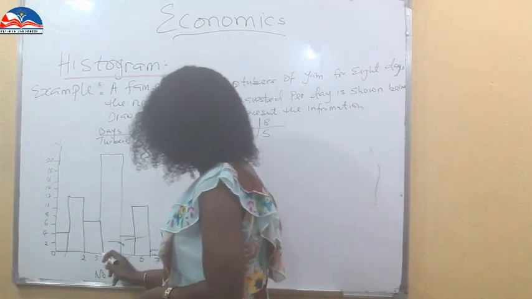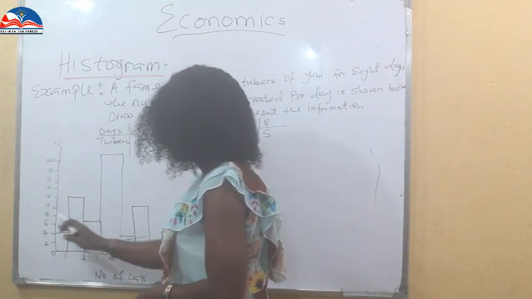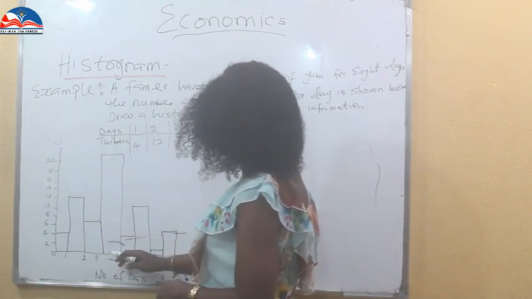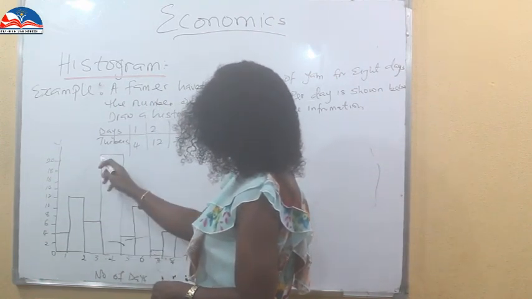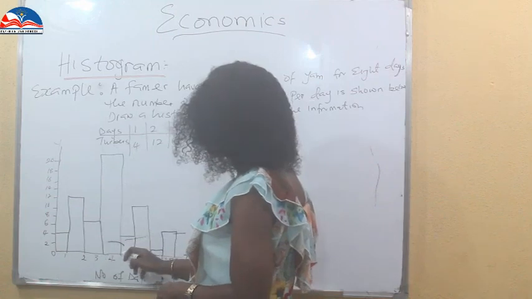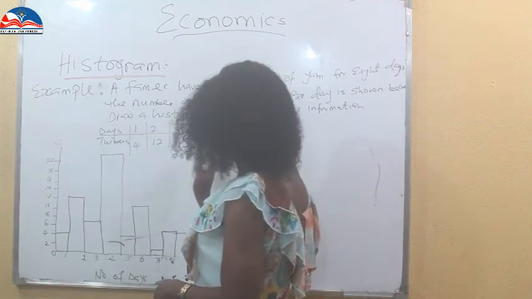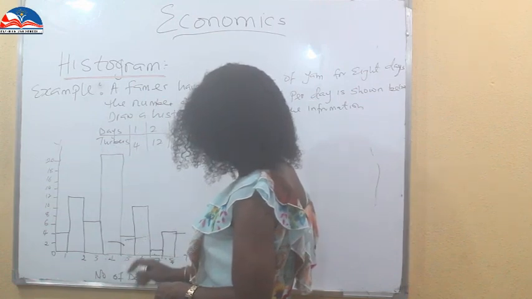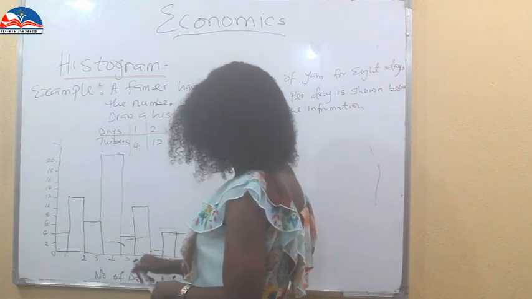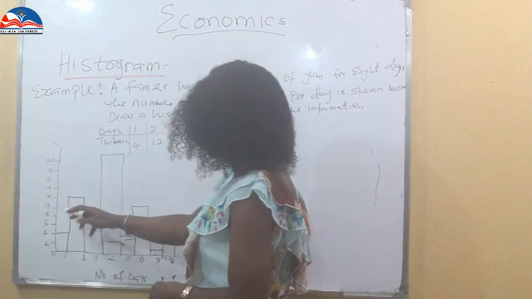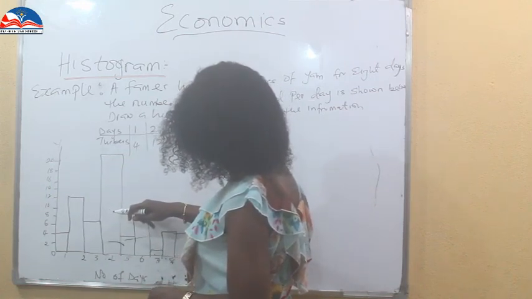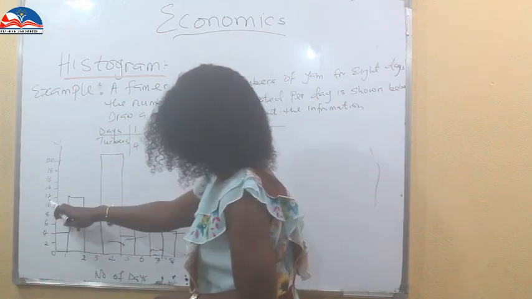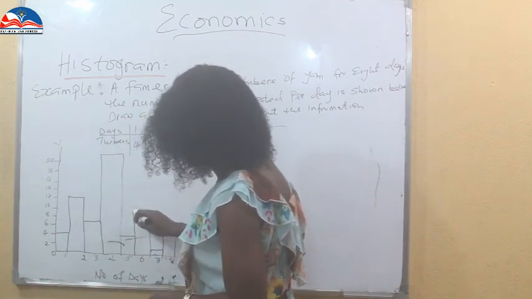Day 3 is 7, I'll come again, trace it to 7, in between 6 and 8, and trace it down. On day 4, I have 20, I'll take it up to the highest and drop it down, day 4. Day 5, I have 2, it's somewhere here, I will then trace it. Day 6, I have 9, in between 8 and 10, I will trace like this, and I will have it here.